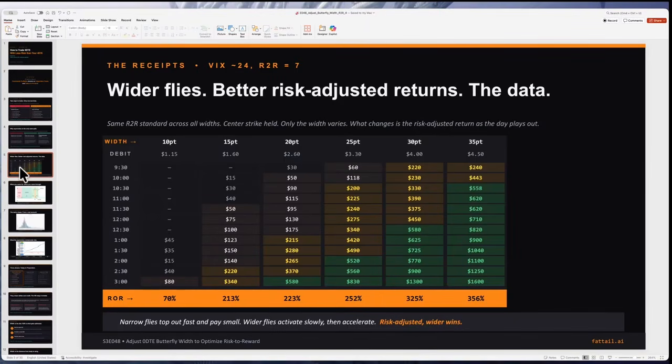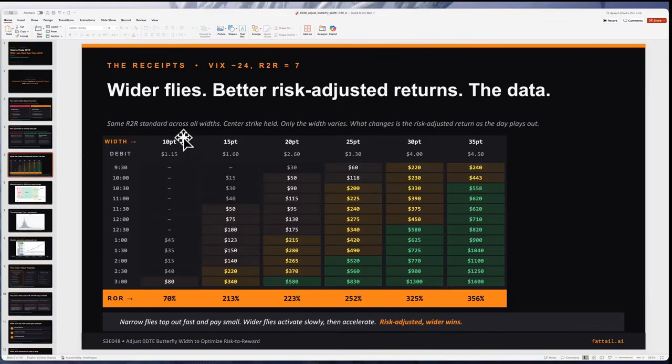Now, we typically will try to set that up so that we pay about 10% of the width of the fly, and that will give you a constant 1 to 9 risk to reward. This particular study set it up so that it was 1 to 7, but the concept works no matter how you look at it. You can go 1 to 9, you can go 1 to 15, whatever you want, as long as you keep that risk to reward steady. Then every half hour, you measure the value of that fly right at the center strike. That's going to show you the rate at which that fly starts increasing in value, and it will show you why that 10 wide fly sucks.